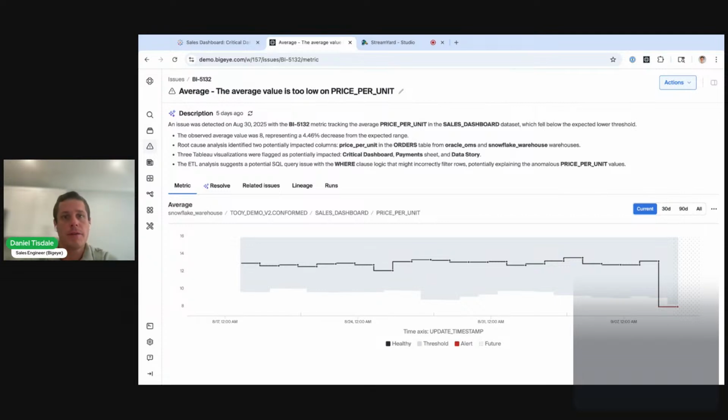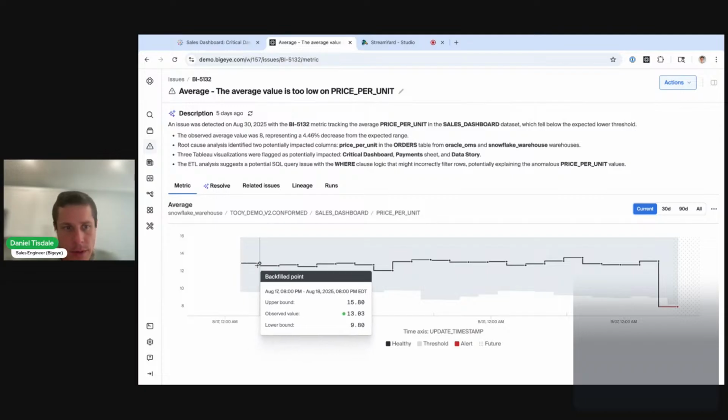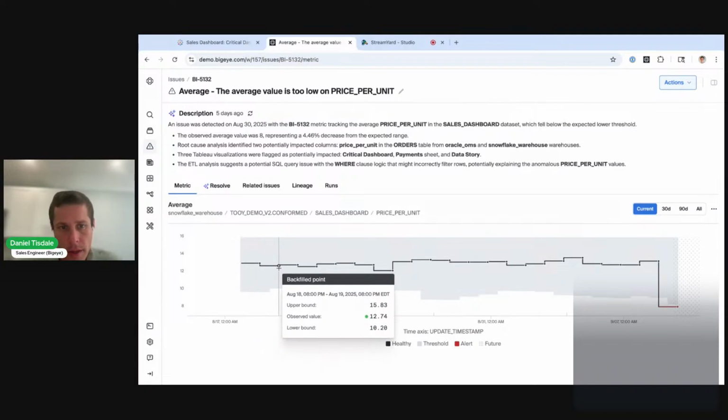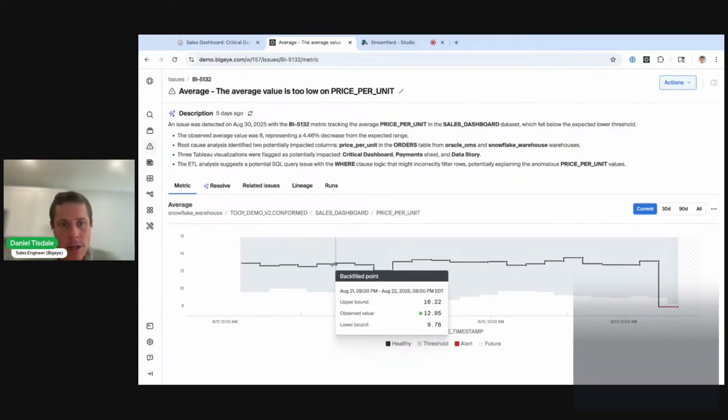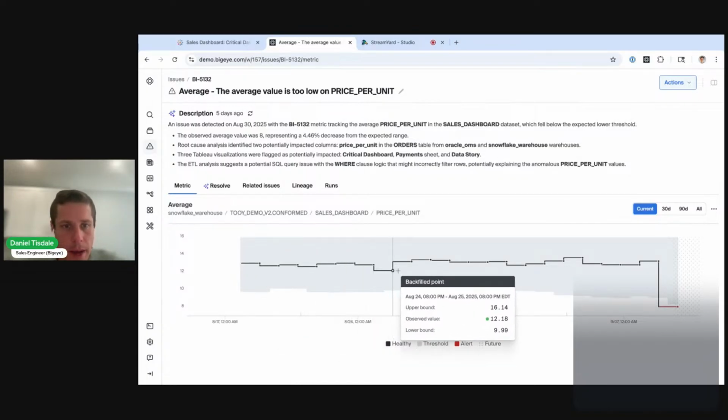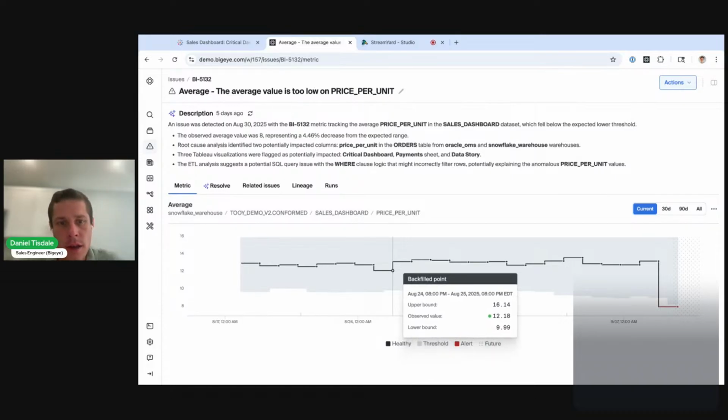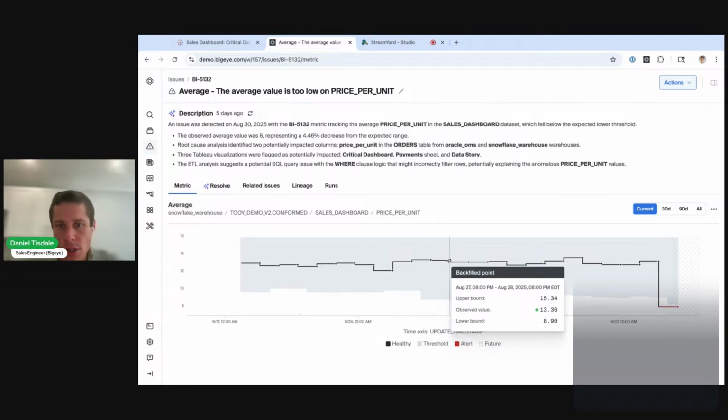Now, what that means is that we've set up an average metric, and we are just looking at the average of the price per unit column day over day. That's what this time series based chart is showing me. The black lines signify the actual value that is getting returned back to Bigeye. We don't store any record level data, just the aggregated metadata statistics, which is exactly what this is showing.